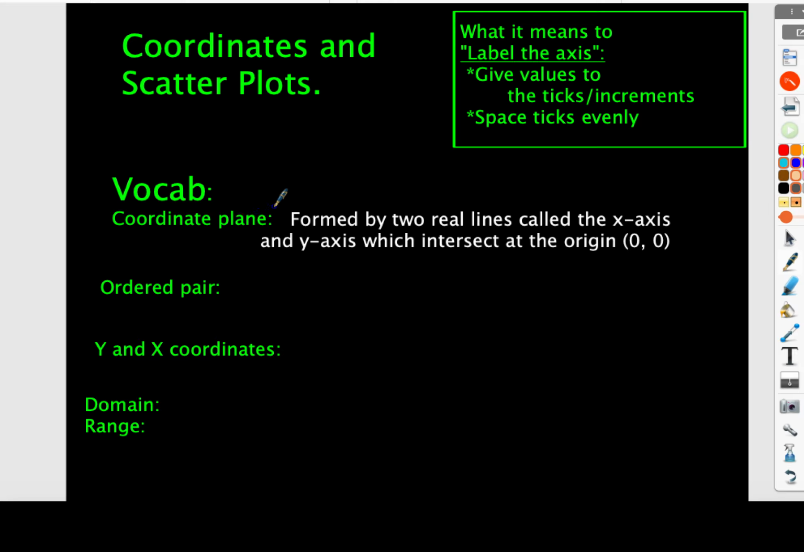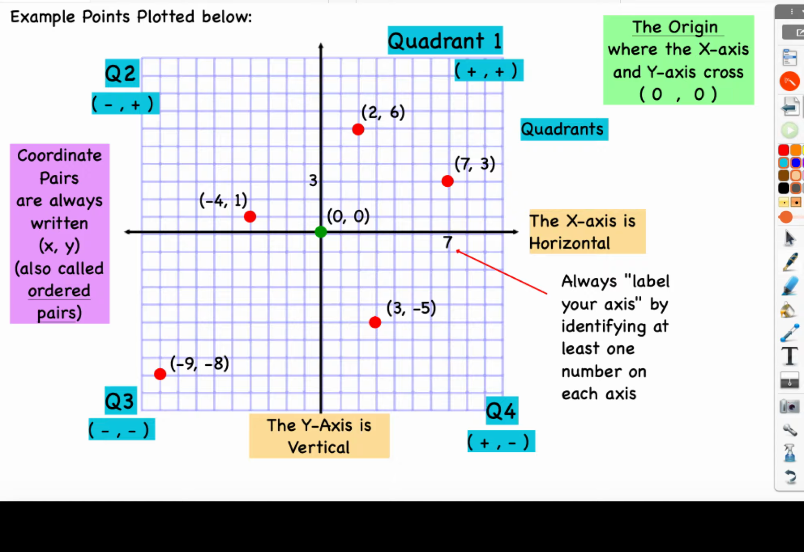The coordinate plane, again, is formed by two lines called the x-axis and the y-axis. The x-axis is always going horizontally, and the y-axis will be traveling vertically, and they intersect at the origin. So looking at our graph here, vertically we've got our y-axis, and horizontally we have our x-axis, crossing at this green coordinate in the middle, (0, 0), what we call the origin.